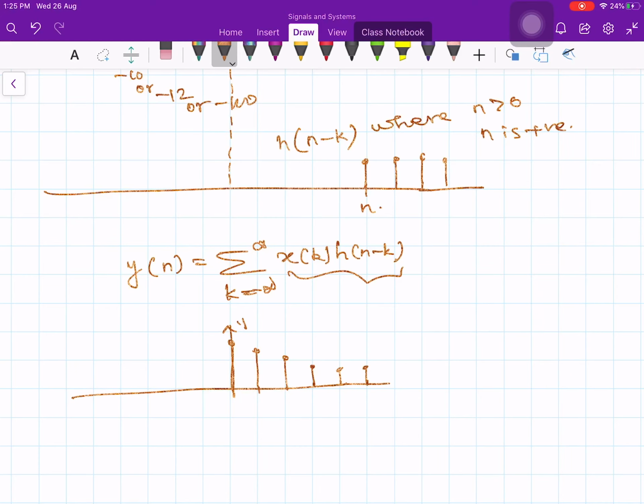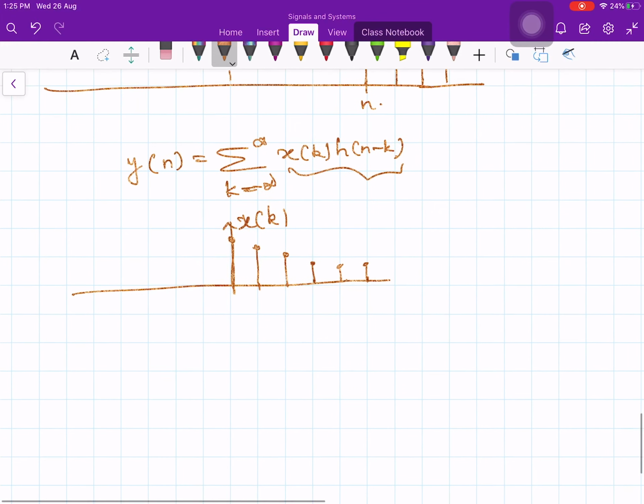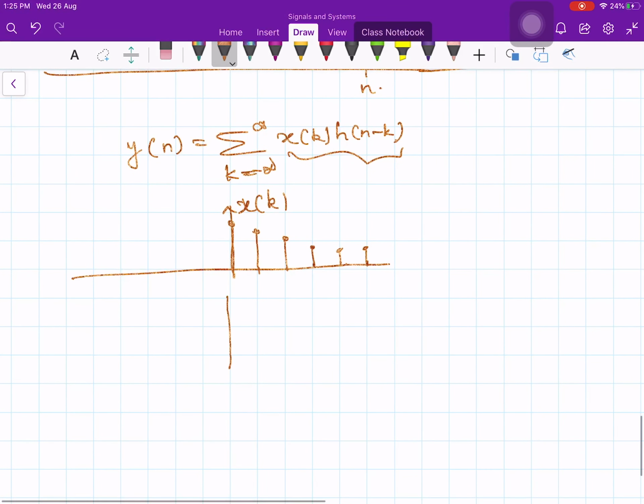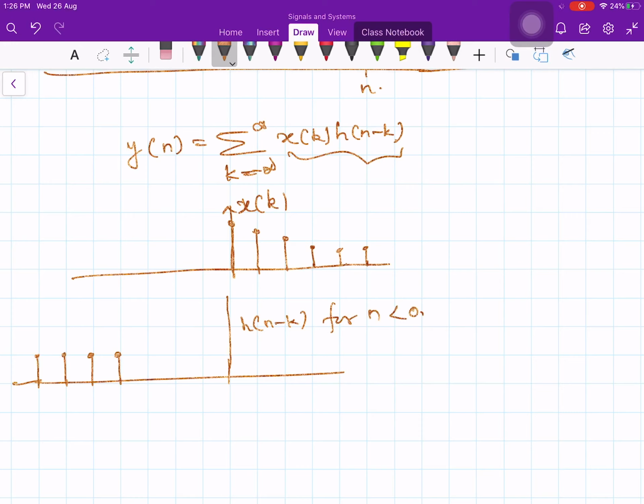What is h of n minus k? Let me consider for negative values of time. It starts from somewhere. This is h of n minus k for n is less than 0. Now multiply these two, h of n minus k with the x of k. X of k is here, h of n minus k is here. Multiply these two. If you multiply, there is no overlap, right? X of k multiplied by h of n minus k.